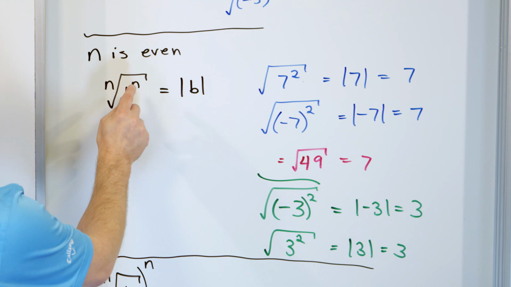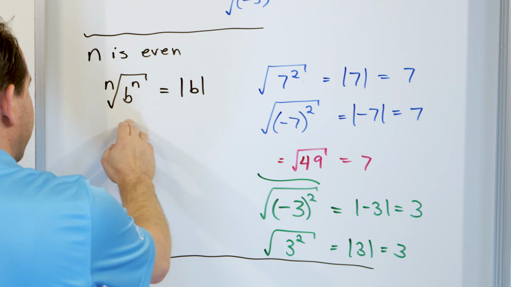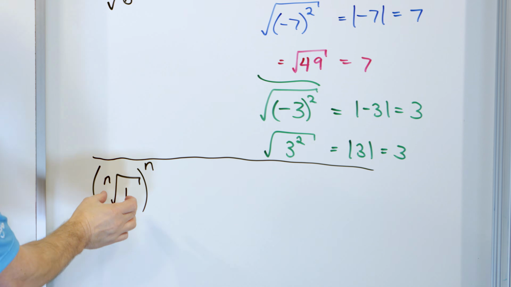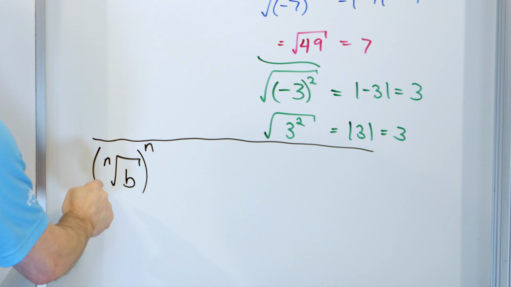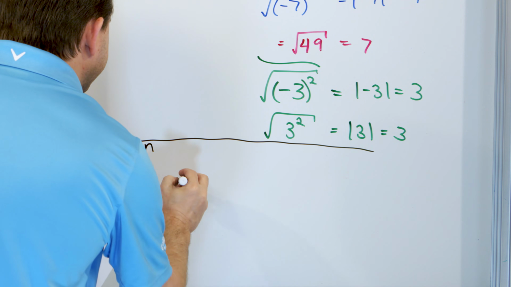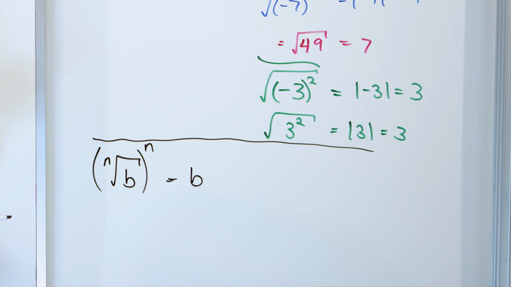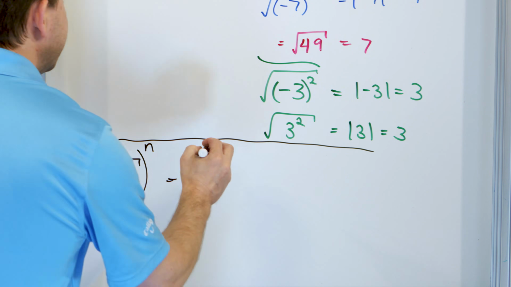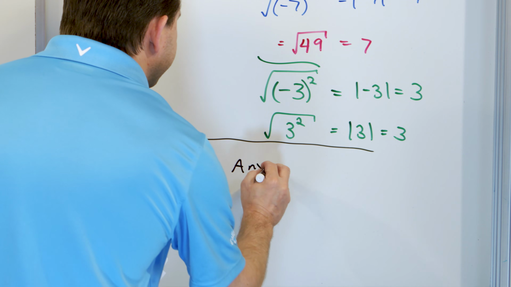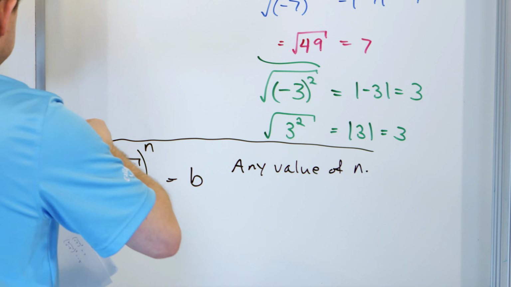So here, when I had a power and then an nth root, they canceled, and I got basically what was back on the inside. Here, I have the nth root and then the power on the outside, but they're still going to cancel. The n is going to cancel with the nth root, and you're going to end up with b. When you have on the inside the nth root and then on the outside the power of n, it doesn't matter if n is even or n is odd. So I'm going to say any value of n.